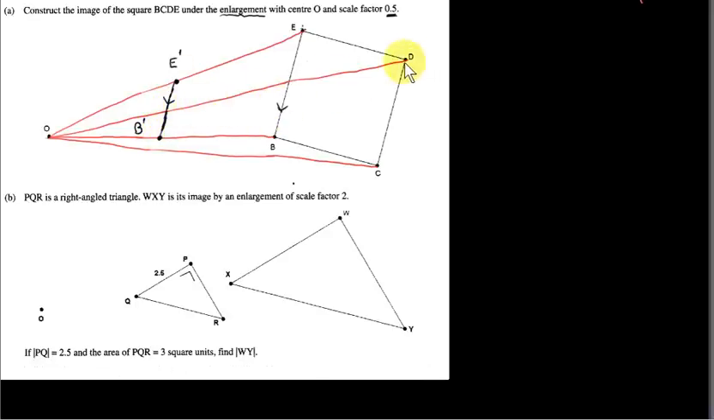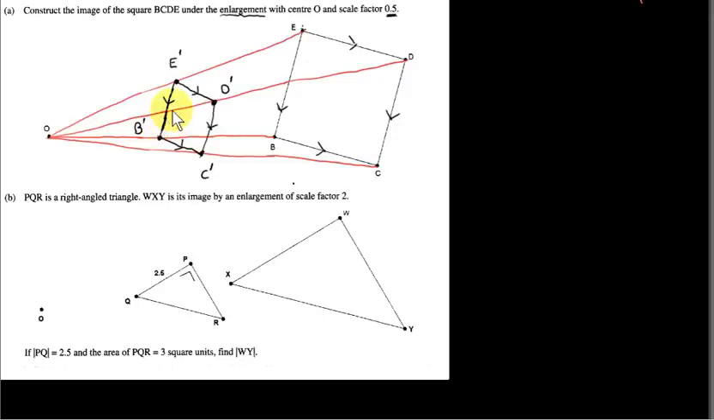Okay, then we need the image of D. Well, we can get the midpoint of OD, or we can draw a line through E prime that's parallel to ED. So E prime D prime is parallel to ED. We can get the midpoint of OC, which is about here. That gives us C prime. So B prime C prime is parallel to BC, and then we can complete the square. This is supposed to be a square.